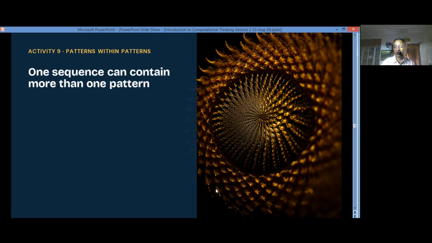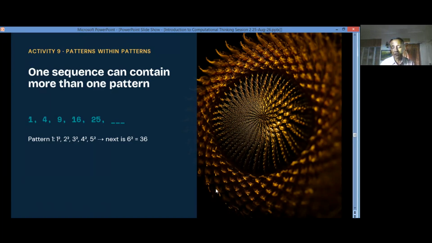Now we will also look at some patterns within pattern. One sequence can contain more than one pattern. Is this possible? Yeah. So let's analyze this pattern. What is next? So the first way to interpret this pattern is every number is represented by the square of that particular position. So the first number is 1 square, second number is 2 square, fifth number is 5 square, next is 6 square, right? This is one way to represent the pattern.